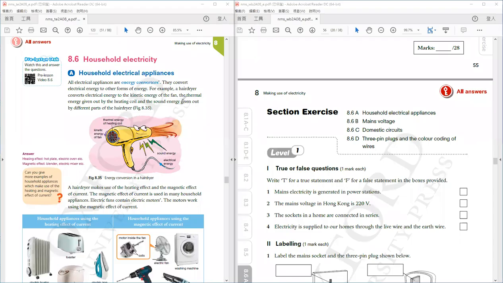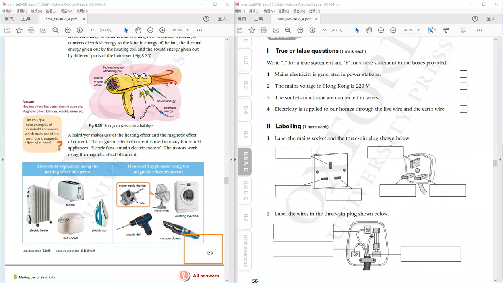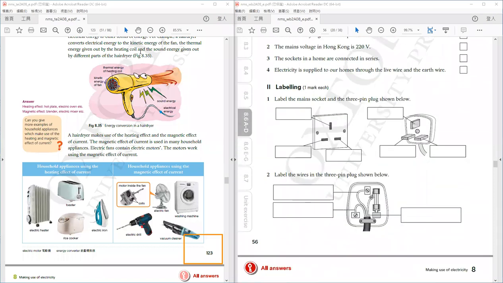Okay, for 2A students to prepare for your exam, I would like to explain some of the questions in your workbook. If you have your textbook, you can go to page 123. And if you have a workbook, you can go to page 56 here. Okay, so I'll start now.